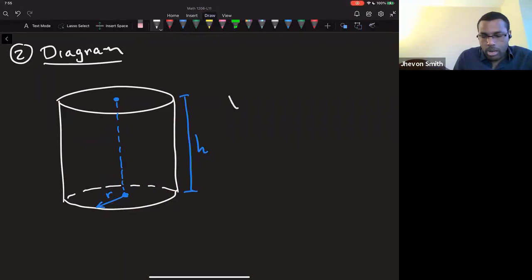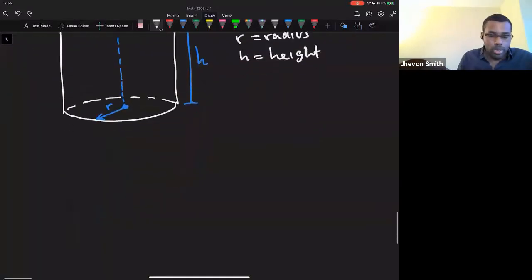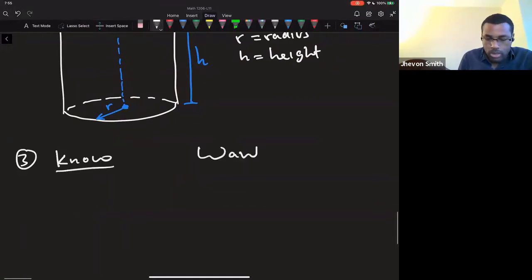And here, I'm just going to say V is my volume. You can't actually see volume on the picture, but I'm going to identify it by some variable. That's my diagram. Notice that both the height and the radius are changing, so I label them with variables. R is the radius, H is the height, if it wasn't obvious before. Okay, so that's step 2. Step 3, I'm going to write down what I know and what I want.